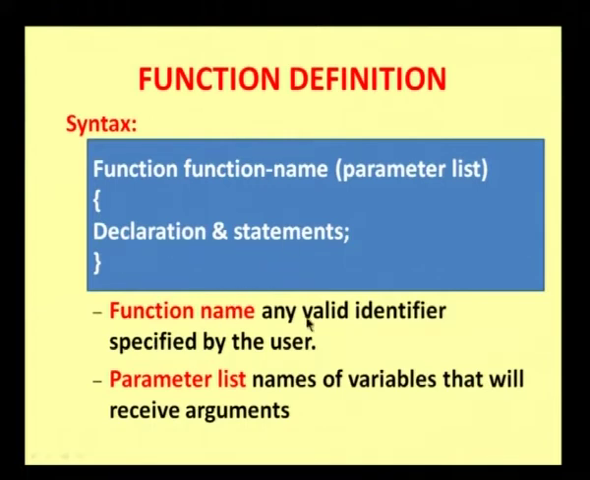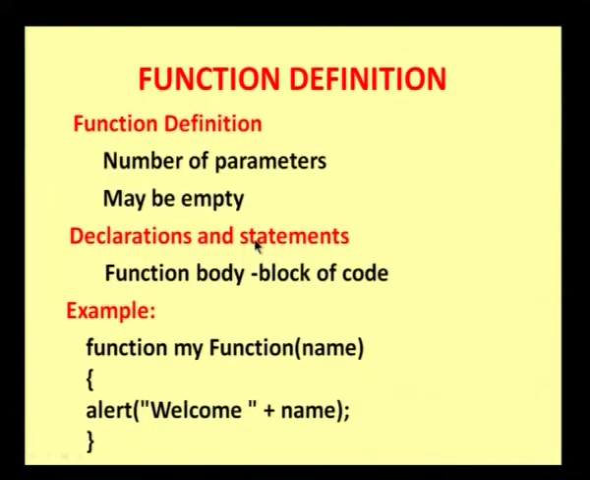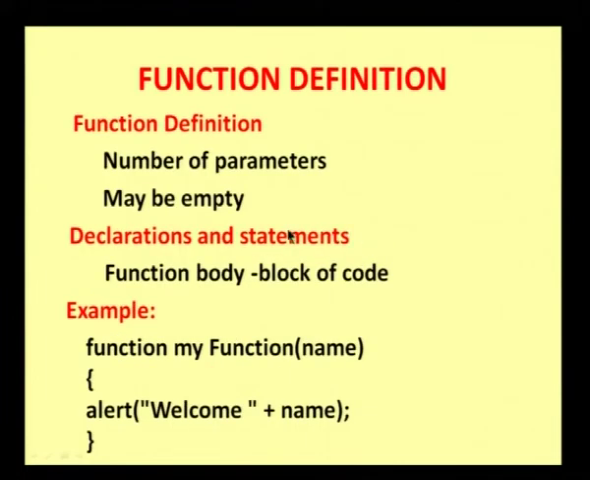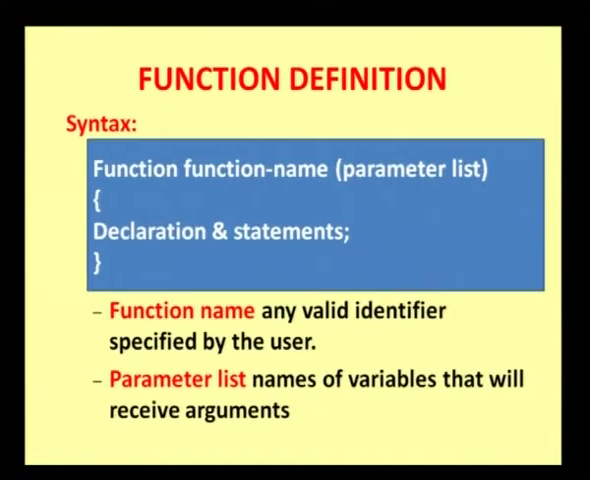The function name can be any valid identifier specified by the user. The parameter list is the names of the variables that will receive the arguments. The function definition can have any number of parameters, that is, we can have n number of parameters in the parameter list. It can also be empty; it is optional. Then the declaration and statements include the task to be done, that is the function body, or block of code, which should be executed.